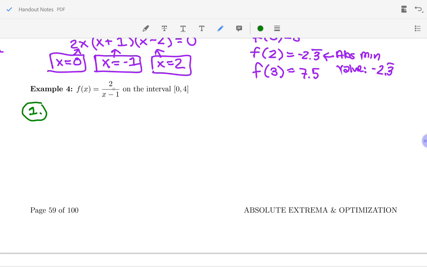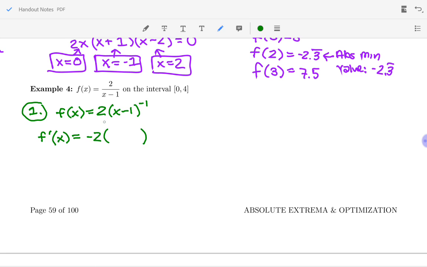I do not have to use the quotient rule though because I don't have x's in the top and the bottom. So the first thing I would do is just rewrite the original function: 2 times x minus 1 to the negative 1. Now I'm ready to take the derivative using the chain rule. So I'm going to keep the constant 2. Bring down the power of negative 1 though. So 2 times negative 1 is going to be a negative 2.